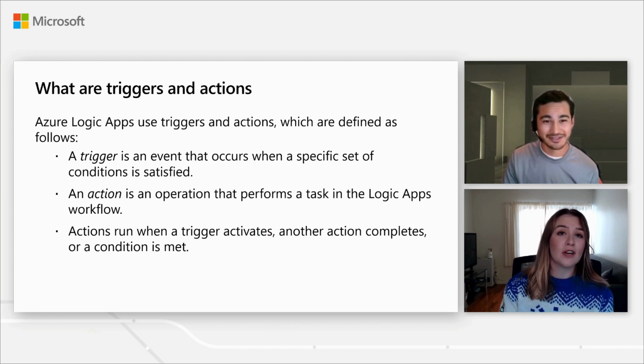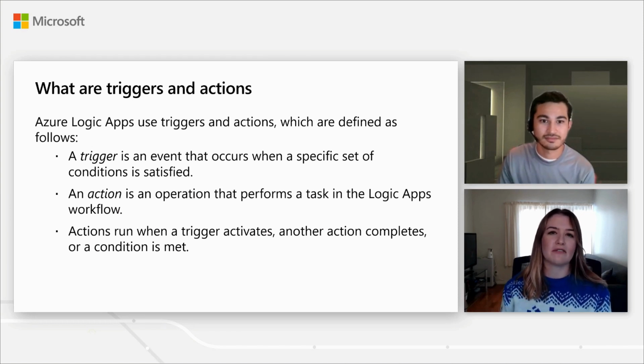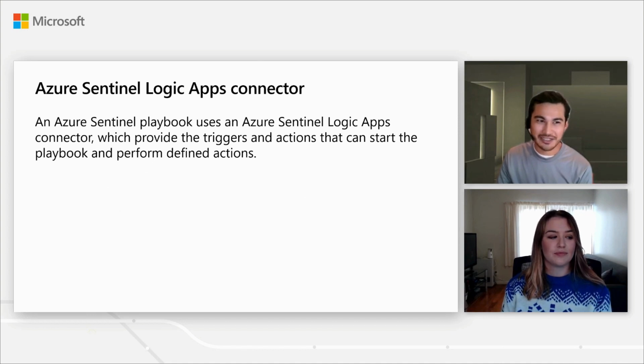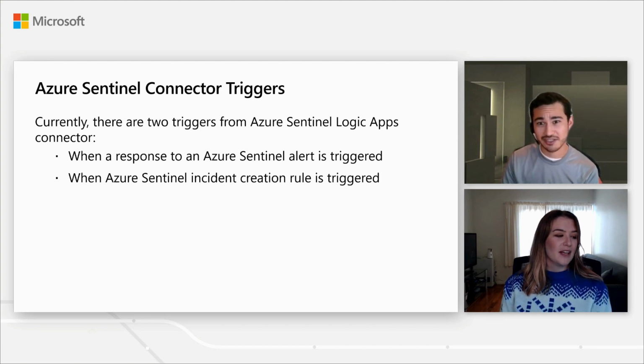And hopefully as we go through the rest of this session, it'll become a bit clearer when we show you in the actual interface as well. I already talked about how Azure Sentinel playbooks use Logic Apps, and specifically use the connector for Azure Sentinel within Logic Apps. This is really how you respond to threats going forward. There are two major triggers, which I think we've called out a couple of times already. Do you want to talk us through the triggers and actions, Sarah?